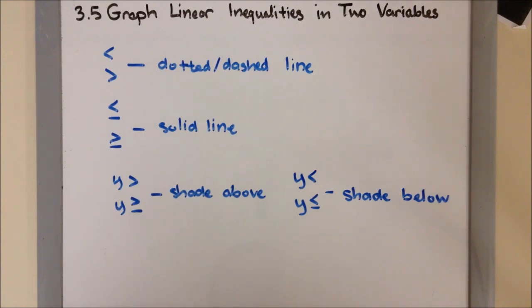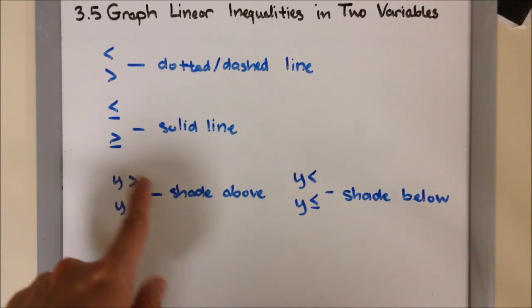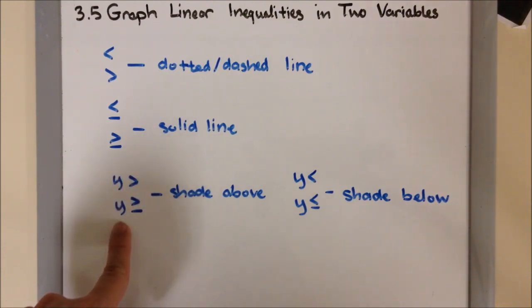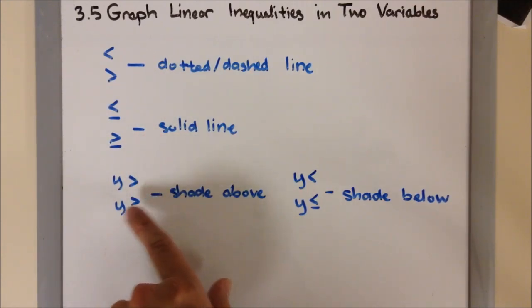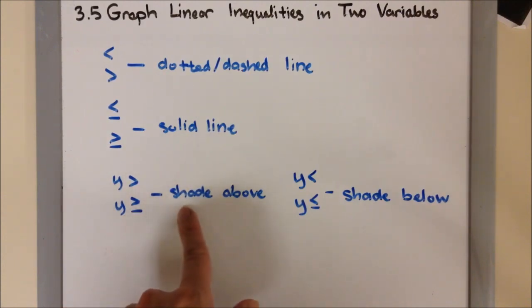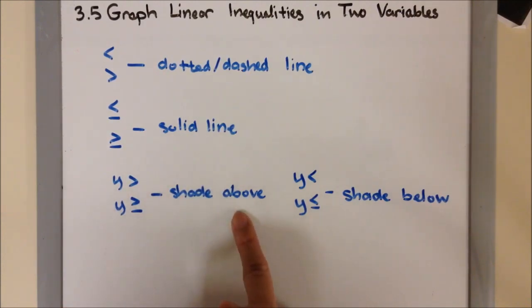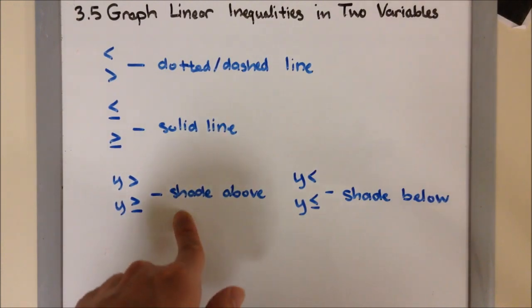Now for the next two, pay very close attention to these inequalities. Right now it's y greater than and y greater than or equal. Notice how the inequality signs are opening to the y, or facing y. So it means that you're going to be shading above the line. And you're going to see what I mean by shade above the line.